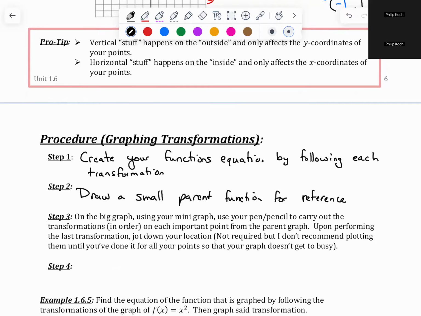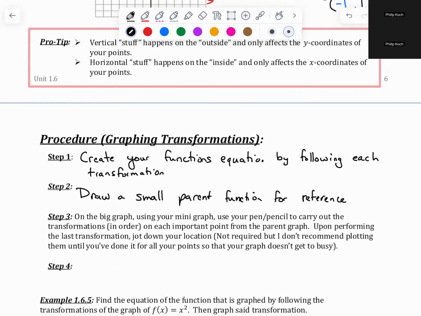And then on the actual graph itself, using your mini graph of your parent function, use your pencil to carry out the transformations in the order given on each important point of your parent graph. Upon performing the last transformation, jot down your location. I don't recommend plotting the points until you've got them all down. You'll see why in just a moment. So don't plot them until you've finished all the transformations of all your important points. Otherwise, it starts to get way too busy on the graph and gets confusing, in my opinion.